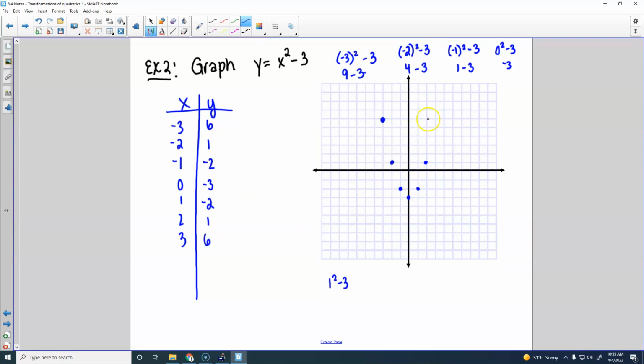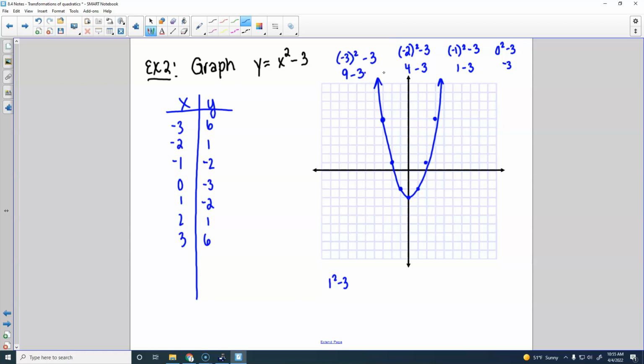Once you get half of it done, you can look at the symmetry of your graph here. And so this would give you a picture of your graph. It looks a lot like the one that we just started with, except what has happened to it? It went down 3 units, which makes sense because you're subtracting 3 from all of the numbers that you would get.